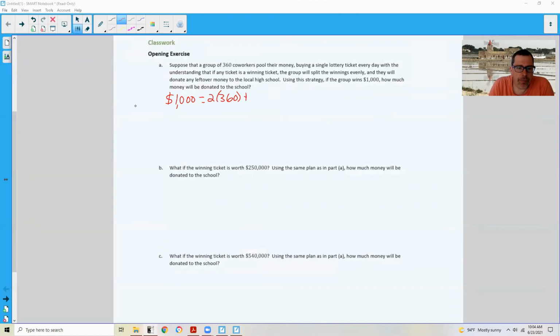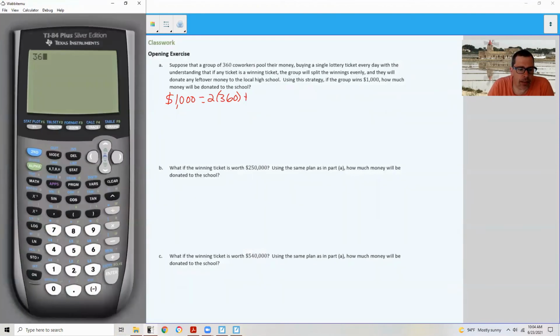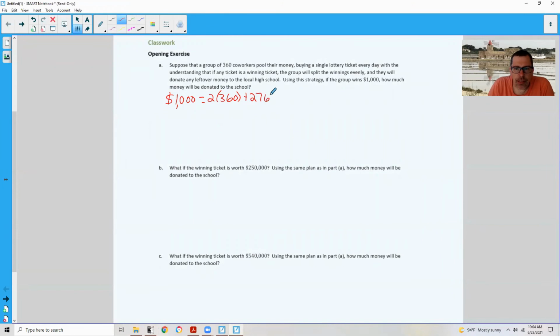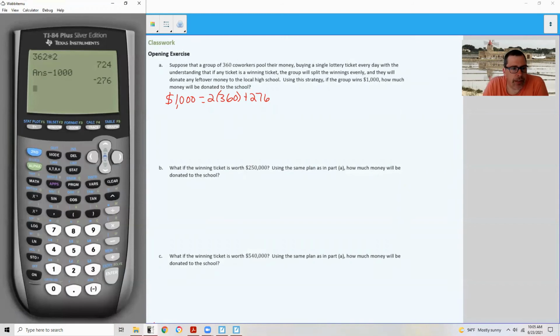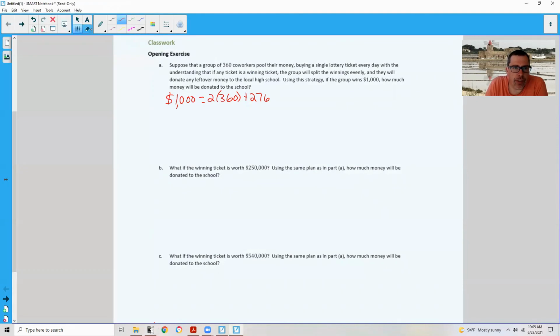So if I go to my calculator and I say 360 times 2, well, that's 724. And if I want to know how much that is away from 1,000, then I get 276. Okay, so let me just check that again. Oh, why did I put 362? Clear. 360 times 2. Alrighty. 360 times 2 is 720. 1,000 minus my answer is 280. Okay, so this is not 276, it's 280.